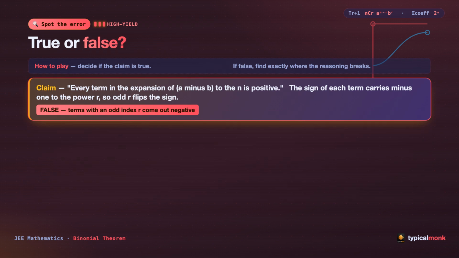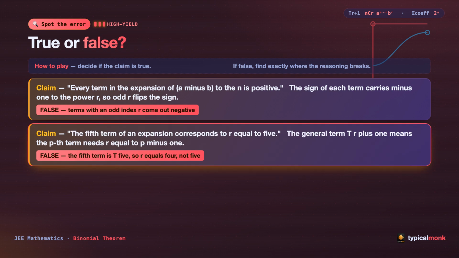Let us drill the G way. I read a claim, you decide true or false, and if it is false, find exactly where the reasoning breaks. First claim, every term in the expansion of (a minus b) raised to the n is positive. Let us check. Each term carries a factor of (minus 1) raised to the power r, and that factor is negative whenever r is odd. So this is false. The odd index terms come out negative.